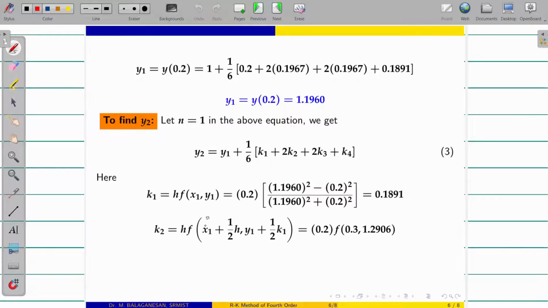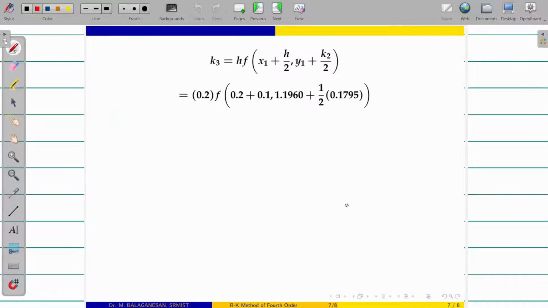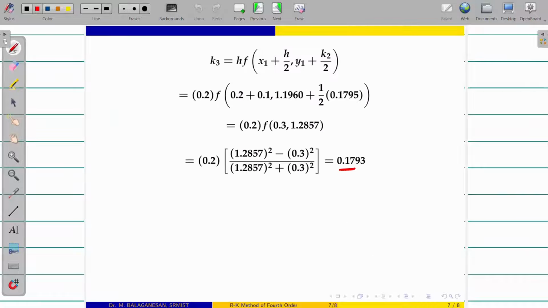Similarly, proceed for K2. The K2 formula is this. Here we are replacing n by 1. That's why we are getting x suffix 1 and y suffix 1 here. Right. Now substitute it here. You will get this one. In the given function, replace x by 0.3, y by 1.2906. So the answer for K2 will be this. Similarly, proceed for K3. The K3 answer will be this, and K4.